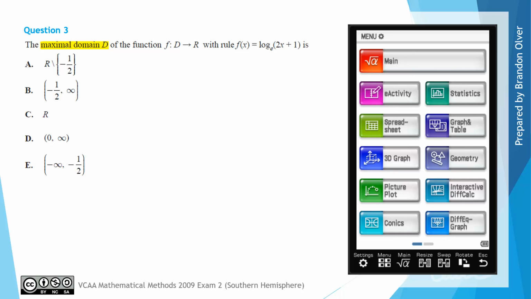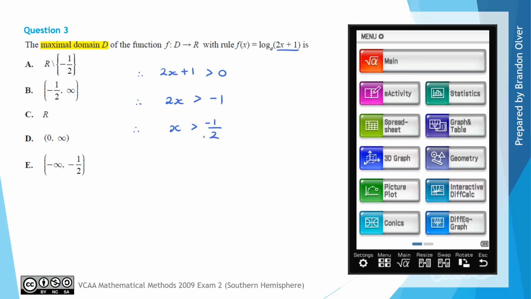The first thing we'd know for a log graph is that whatever is inside the log must be greater than 0. So we want 2x plus 1, because that's what's inside the log function, to be greater than 0. So 2x must be greater than negative 1, subtracting 1 from both sides of that inequality. And then x must be greater than negative 1/2, and that is the domain of this function.